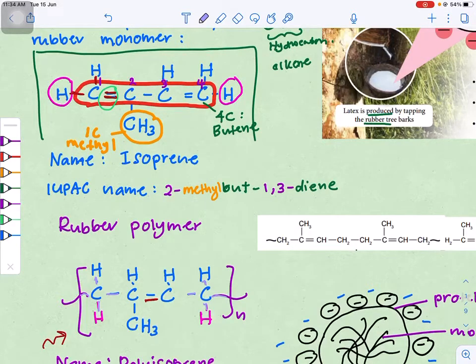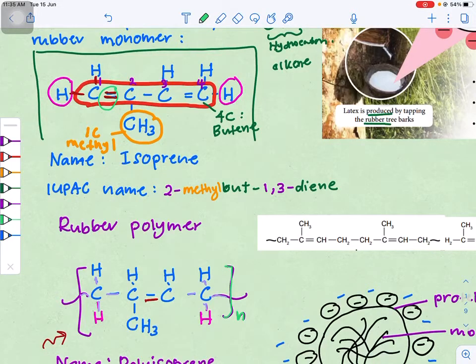So this is the difference between the monomer isoprene and its polymer. Monomer ada 2 double bond, the polymer only have 1 double bond. And when you draw, you must make sure you letak dia punya bracket. Okay, and then put a small letter n to represent it is repeating. How many n? It doesn't matter. We no need to put serious on that.